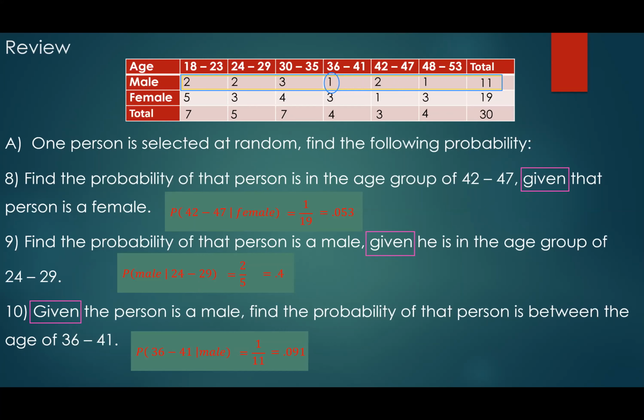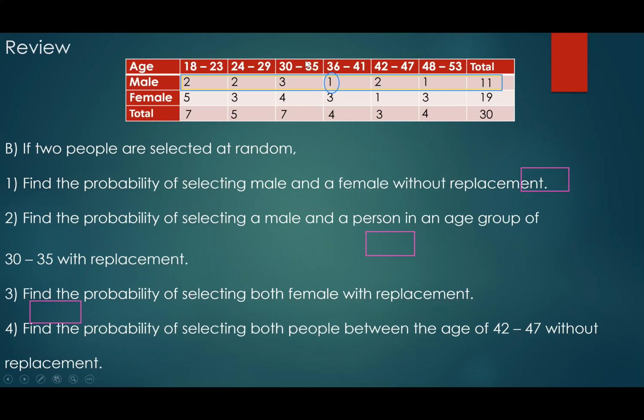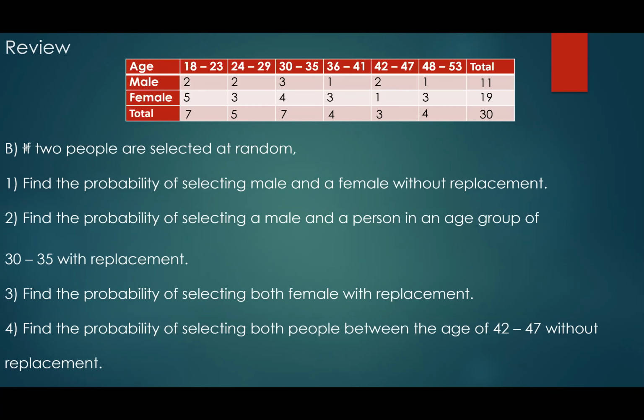Now, let me go straight to the next one. Let me erase all this. If you look at this, I want you guys to read this item with me. In this item, we are selecting 2 people, okay? As you can see, we haven't done this, and I haven't shown you the definition. But let's attack the problem before we look at the definition, and see if the definition makes sense later on.